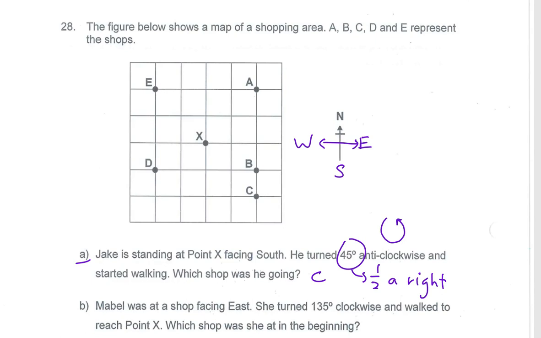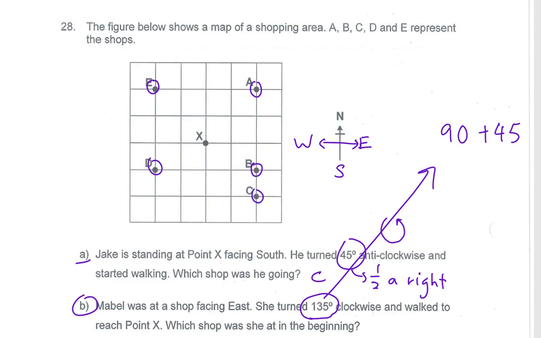Now, for part B, Mabel was at a shop facing the east. She turned 135 degrees. Now, let's try to find out what combination 135 is. It is made out of 90 as well as 45. And it's going to turn clockwise, and you're ending up reaching point X. So, what shop was she at the beginning? She could be at this shop, this shop, this shop, this shop, and this shop.